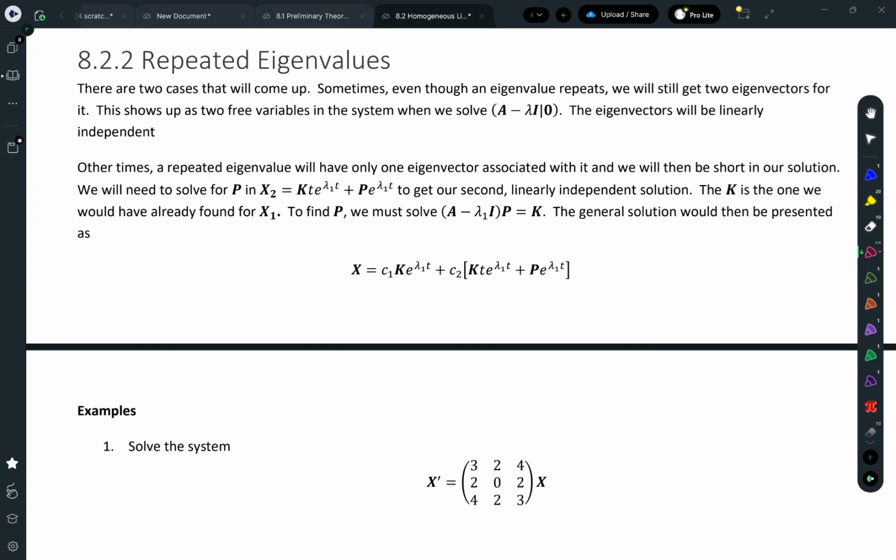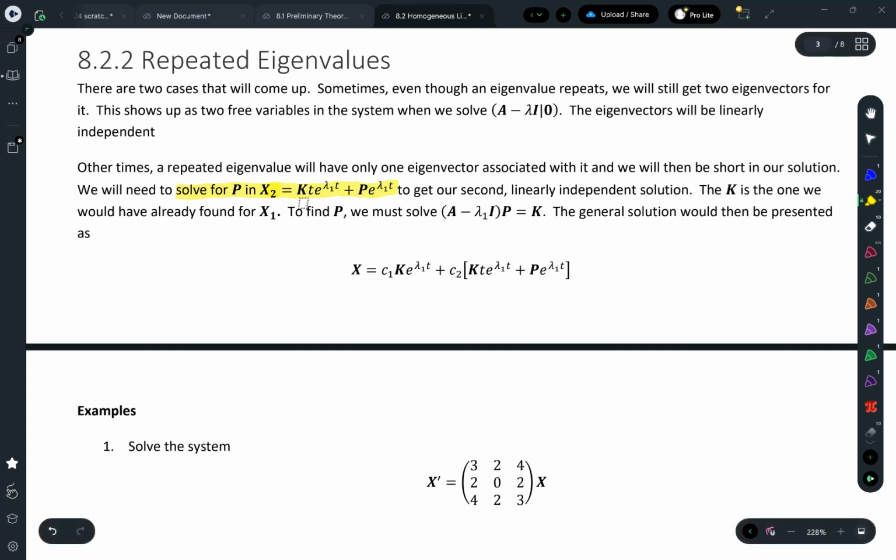However, that does not always happen. Sometimes when we have a repeated eigenvalue, we only get one row of zeros, and so we only have one eigenvector associated with it, and then we're kind of short in our solution, okay? And so what we'll have to do is this process where we're going to solve for p in x2 is equal to kt e to the lambda 1t plus p e to the lambda 1t. And that's going to allow us to get our second linearly independent solution, okay?